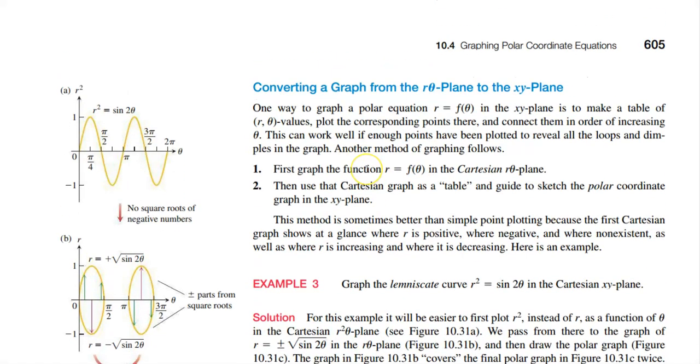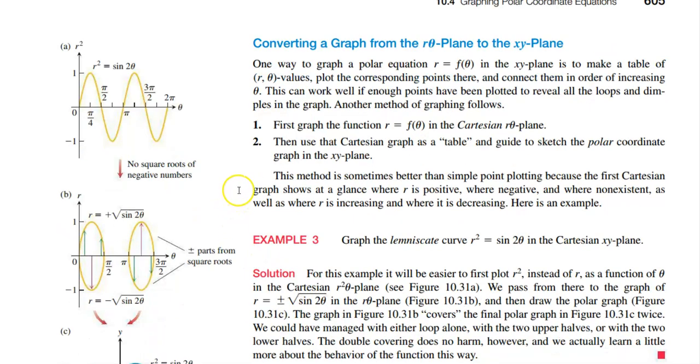So now we want to be able to convert a graph from the r theta plane to the xy plane. One way to graph a polar equation, r equals f of theta, in the xy plane is to make a table of r theta values, plot the corresponding points, and then connect them in order of increasing theta. This works if enough points have been plotted to reveal all loops and dimples in the graph. Another method of graphing follows. First, you can graph the function r equals f of theta in the Cartesian r theta plane, then use that Cartesian graph as a table and a guide to sketch the polar coordinate graph in the xy plane.